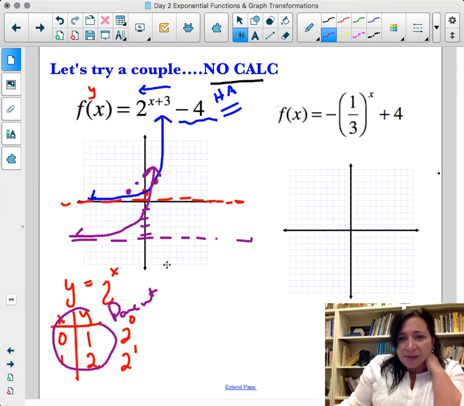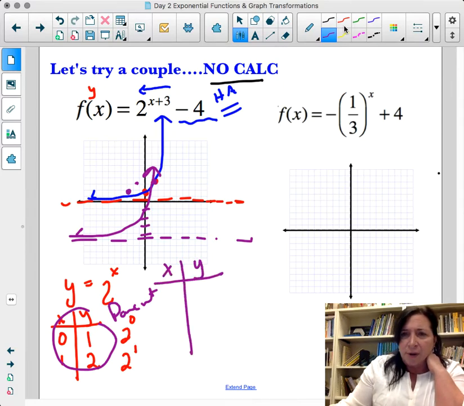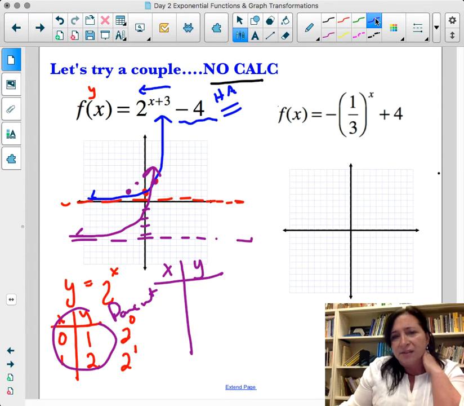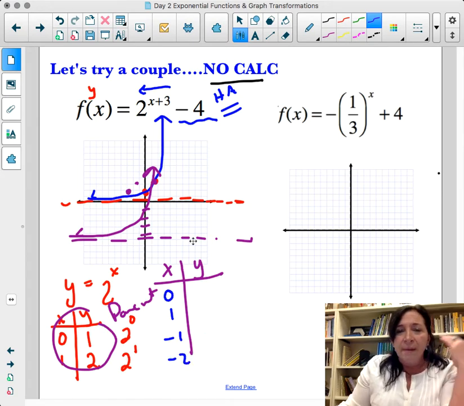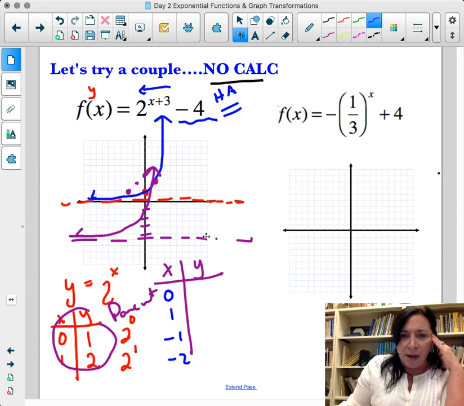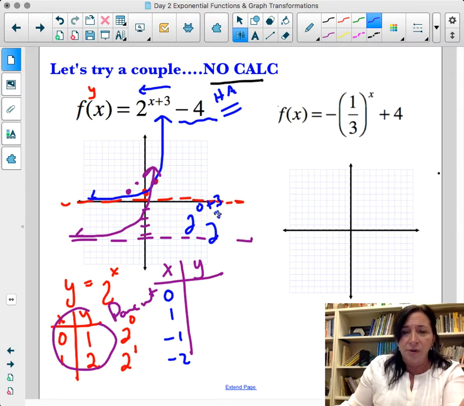But it doesn't mean that you can't actually plot points from your final graph. I do want you to practice that at some point, and do plug in 0, do plug in 1, but also plug in like -1 and -2 and maybe even 2. See, if I plugged in 0, I would have 2 to the 0 plus 3 power, so that's 2 to the third power. Well, what's 2 to the third? That's 2 times 2 times 2, which is 8. 8 minus 4 is 4, so 0, 4.